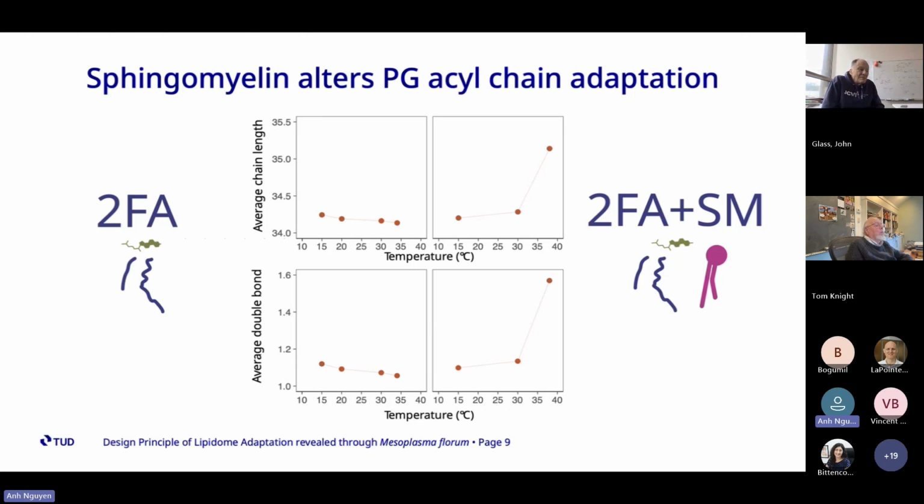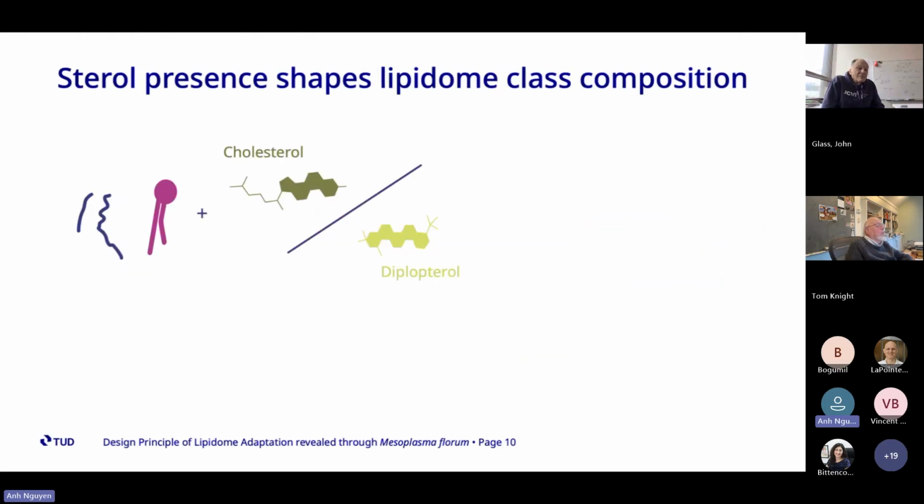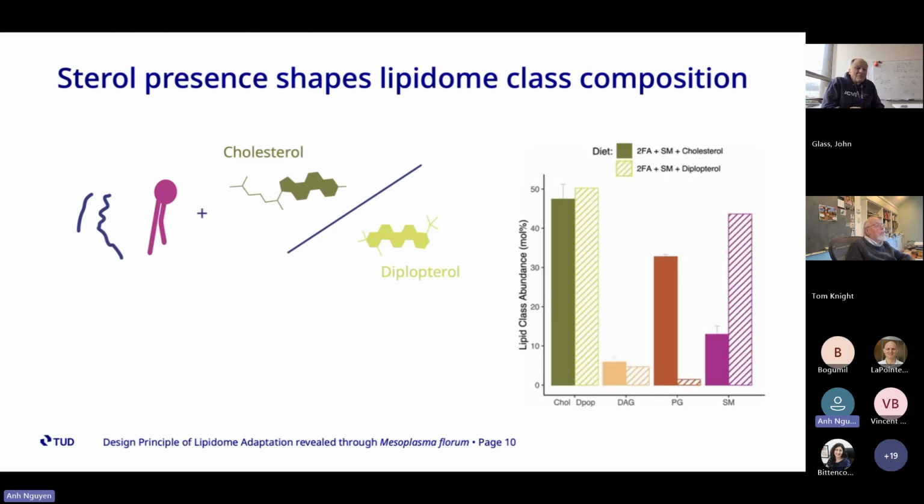And that is partially answered with our next experiment, where we feed the bacteria fatty acids and sphingomyelin, but we switch out cholesterol to a bacterial sterol analog called diplopterol. What you're looking at here is the lipid class abundance when we are feeding it the 2 fatty acids and sphingomyelin, with either cholesterol or diplopterol. And you can see from the left, the green bars, that cholesterol and diplopterol abundance is relatively similar. However, in the diet with diplopterol, PG level plummets.